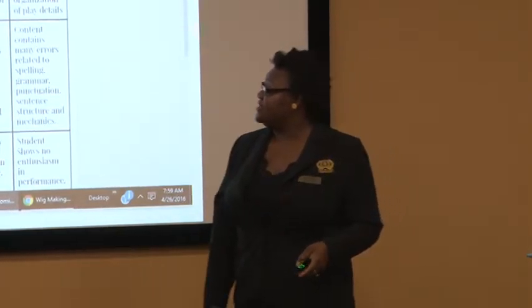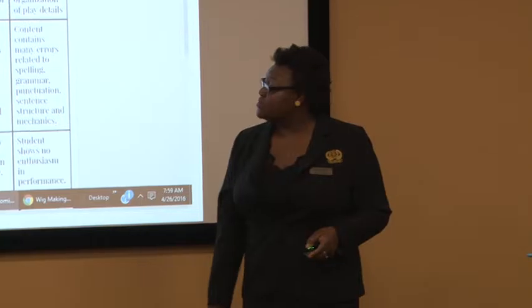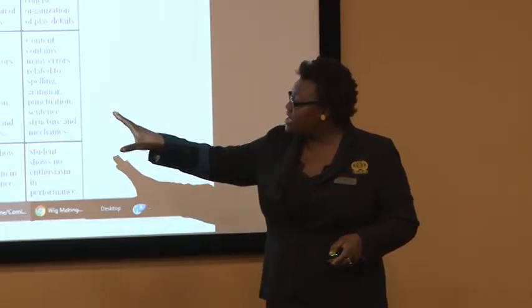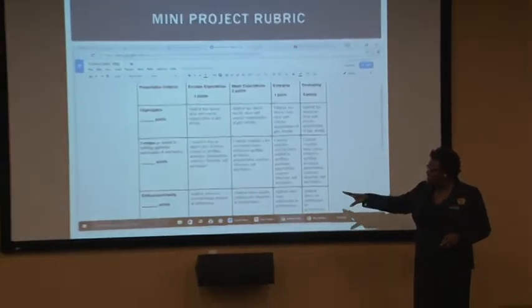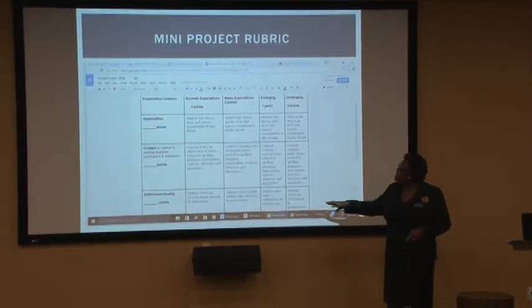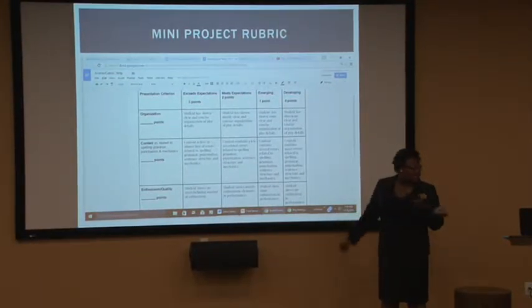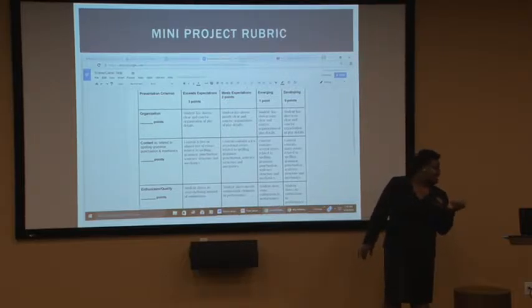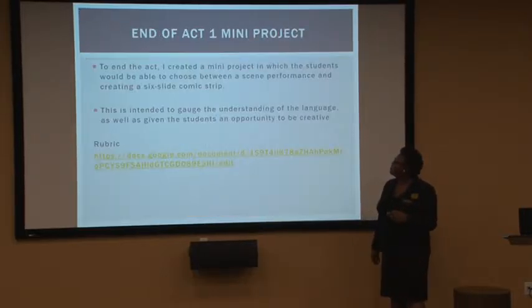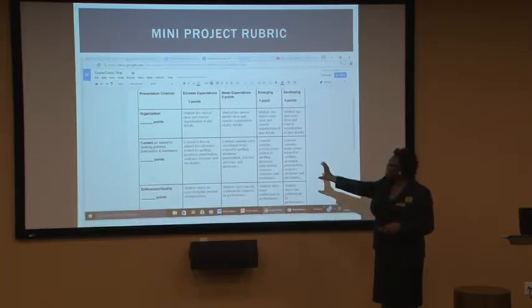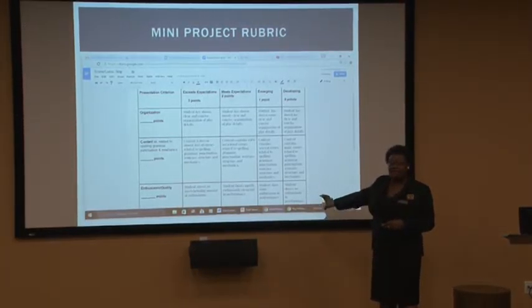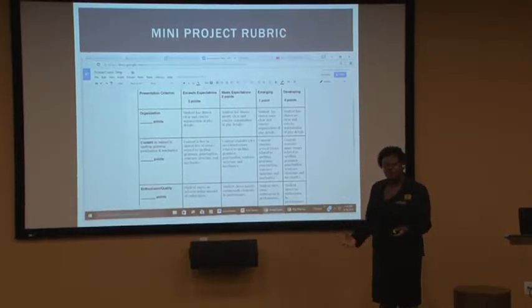This is the rubric. They're graded on organization, content, enthusiasm, quality. It was also creativity and knowledge of content. This didn't show the whole thing. It was actually on the link that I had. I can't really pull up the links right now. But yeah, that's the link. Now this is just an overall idea of how I would grade them on their performance or their comic strip.